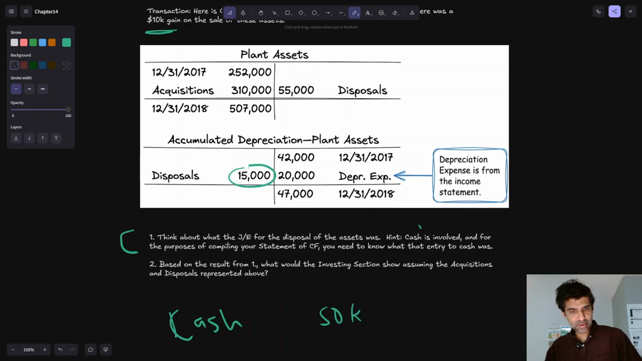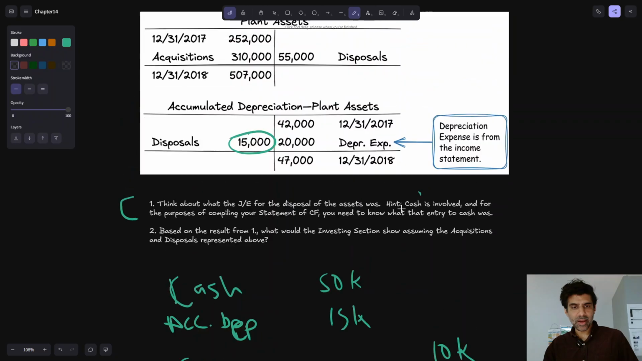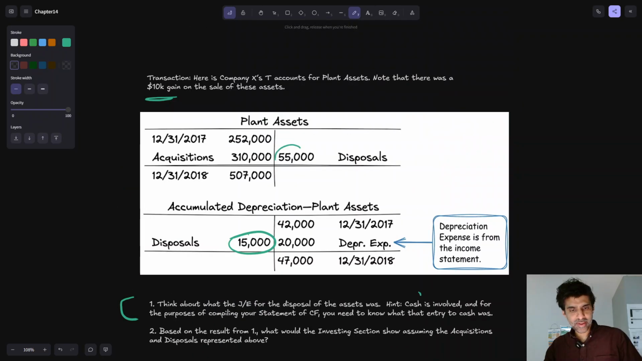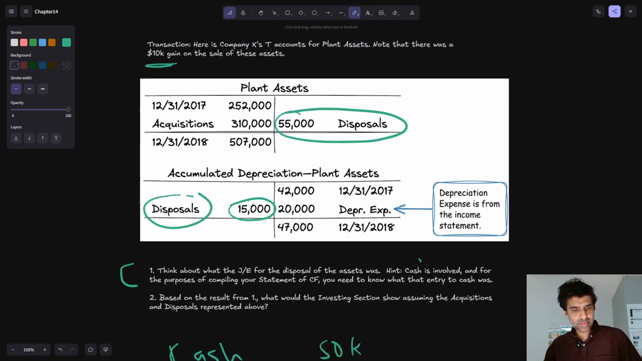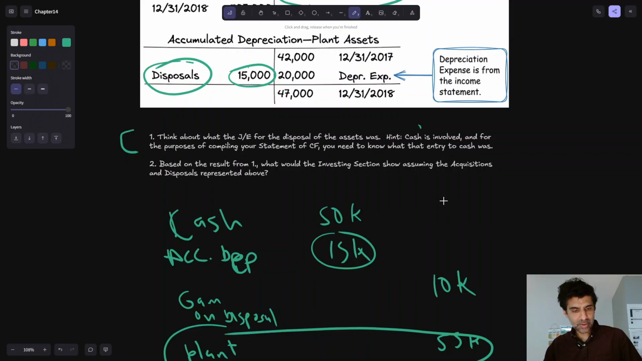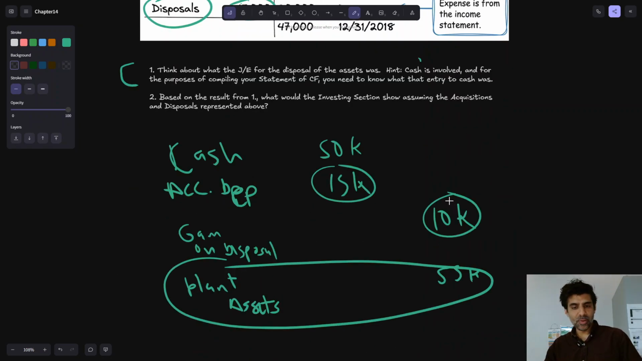And this 15,000 here? Accumulated depreciation. Okay. So this looks right. So look, this plant asset, 55,000, that's here. This credit is here. This debit is from here. This 10,000 is from this information that was given, $10,000 gain. And so the cash is kind of like filling in to make the journal entry balance. So yeah, this looks right to me.